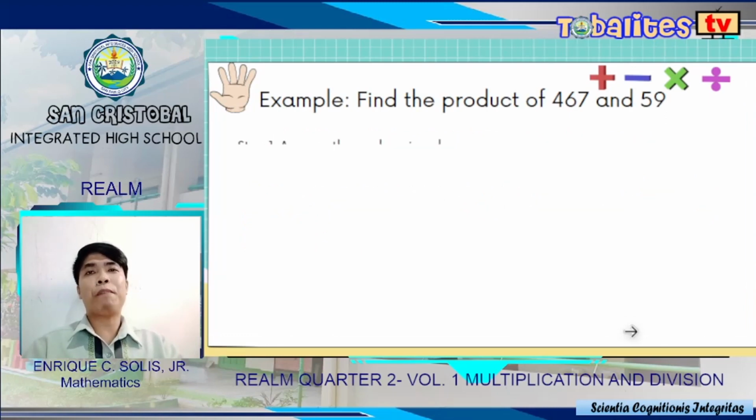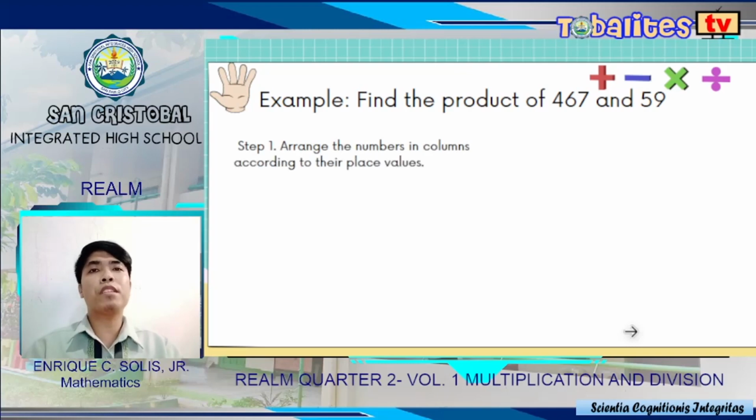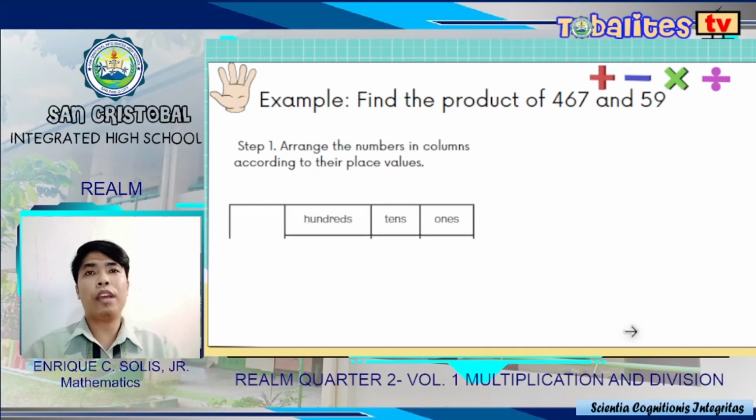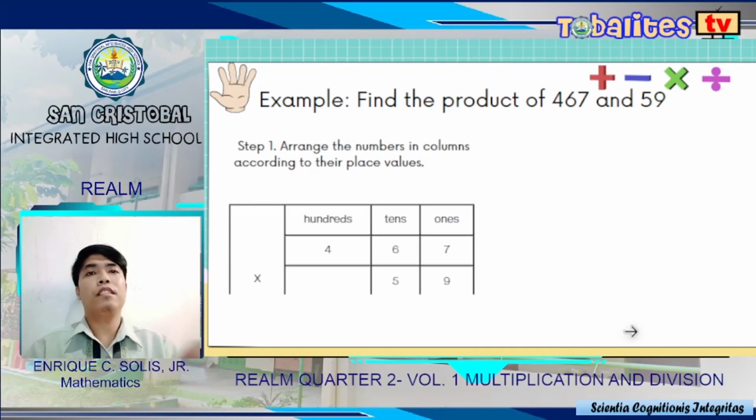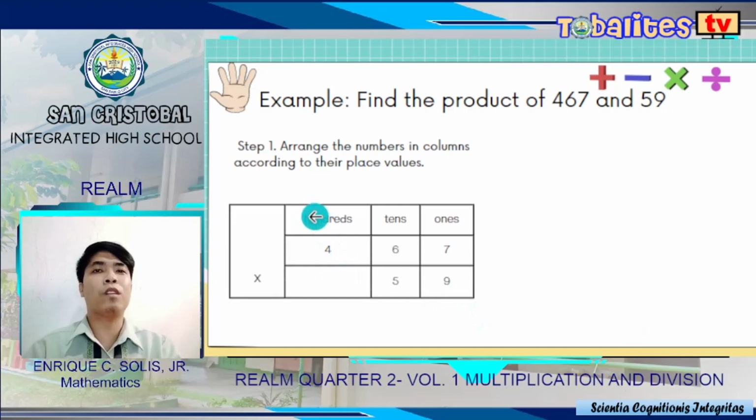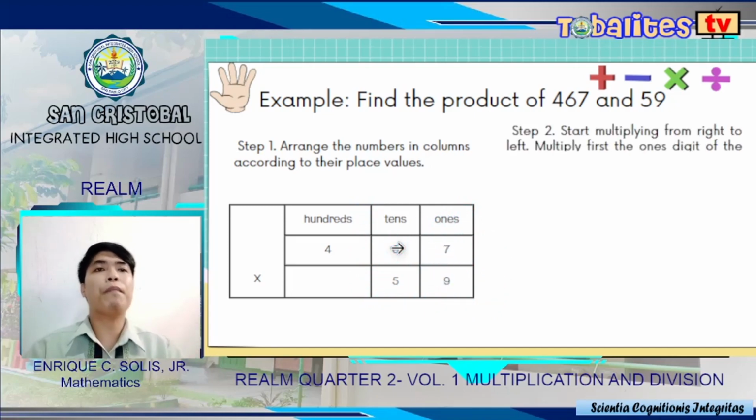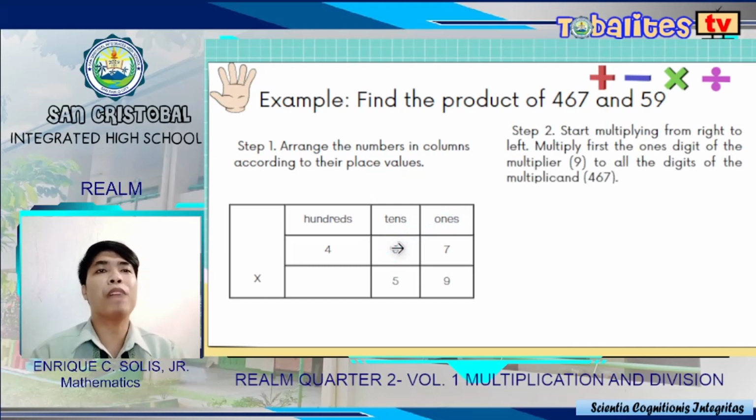So first step again, arrange the numbers in columns according to their place value. So we have this. 467: write 4 under the hundreds column, 6 under the tens column, and 7 at the ones column. For the multiplier, write 5 on the tens column and 9 on the ones column. And for our next step, start multiplying from right to left.